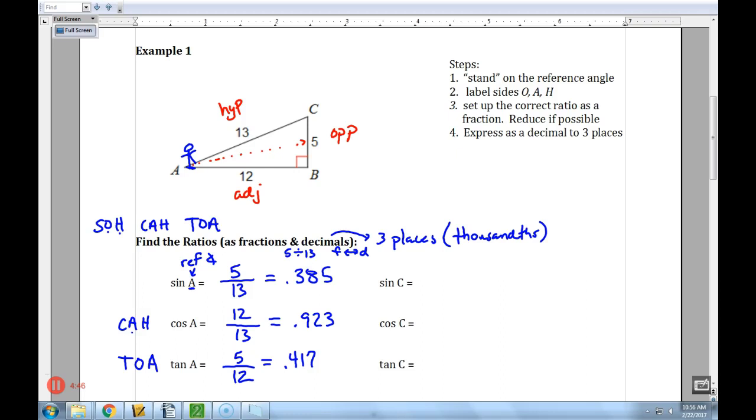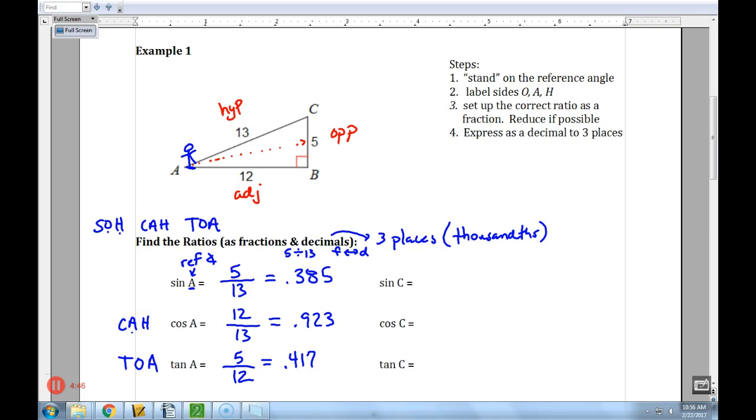So every single triangle that is in ratios with 5, 12, 13 has these values. I'm going to teach you later on how to work backwards and figure out what angle made that. We can actually calculate angle A using the inverse sine key on our calculator and work backwards to find it.